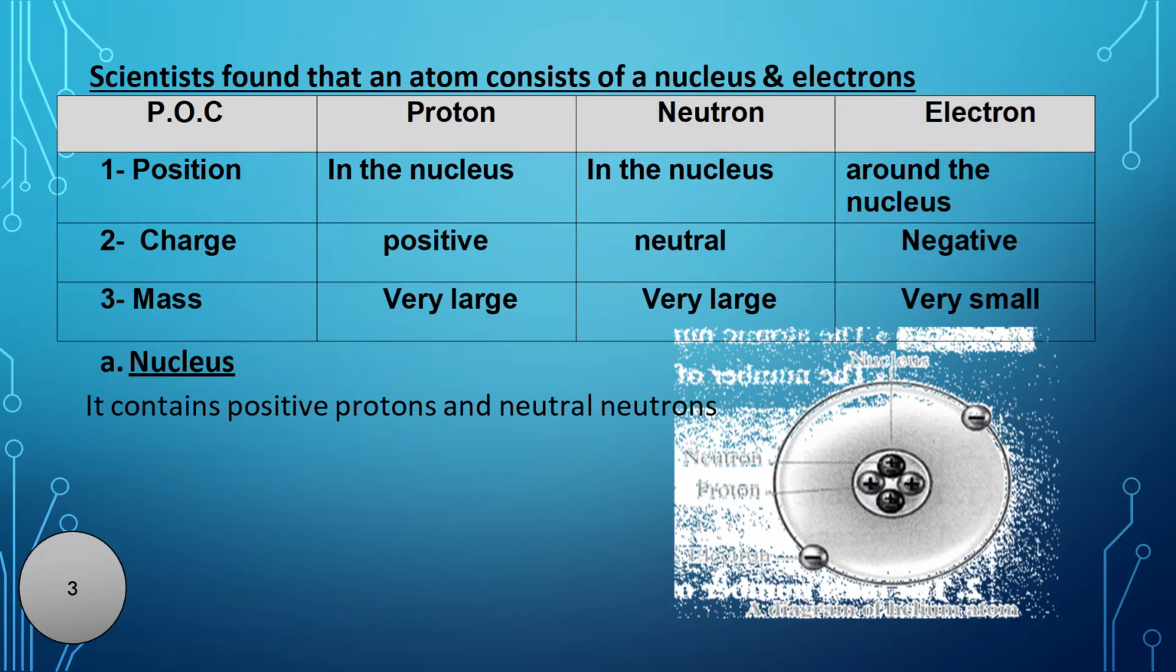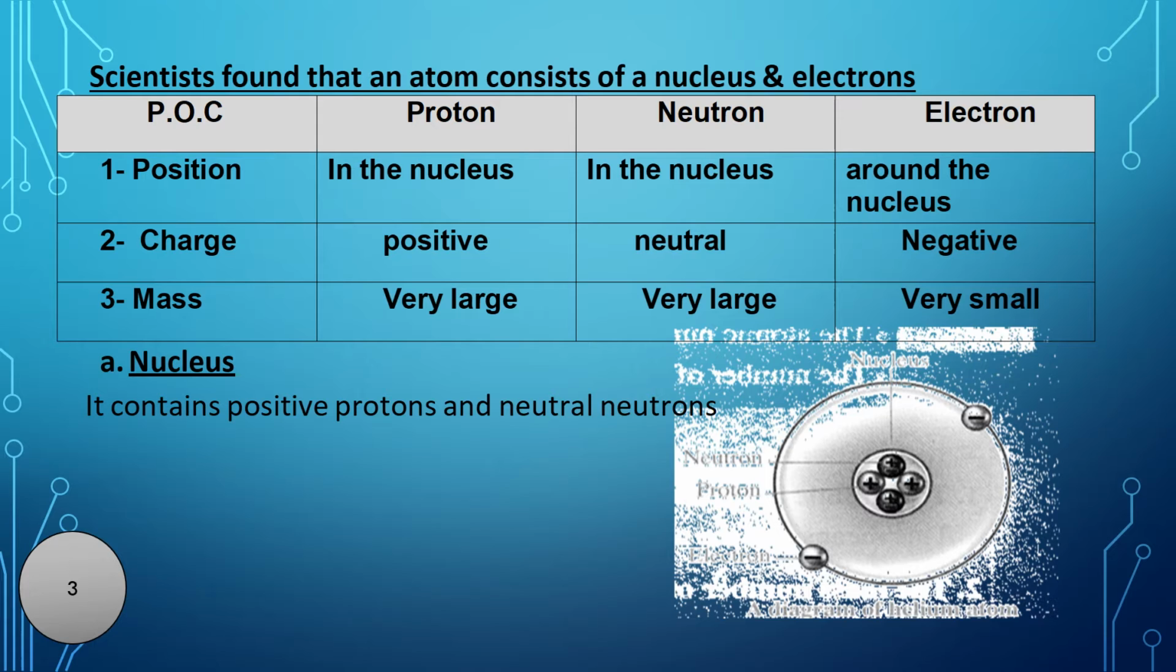Now we will talk about the structure of the nucleus. The nucleus consists of what? Or contains what? It contains positive protons and neutral neutrons inside the nucleus, and their mass is very large. While electrons are negatively charged particles that revolve around the nucleus, and their mass is very small.